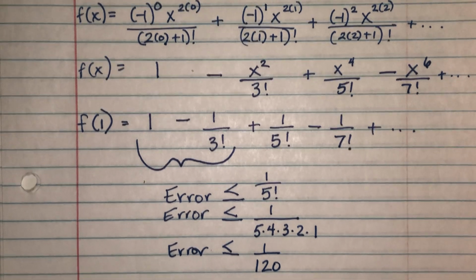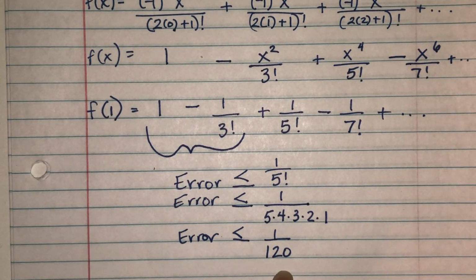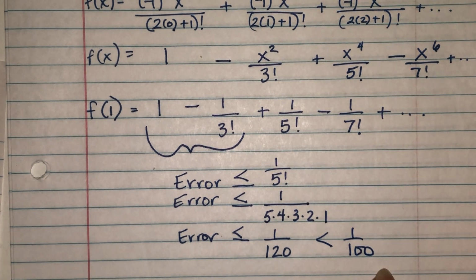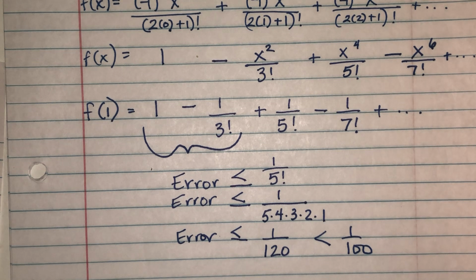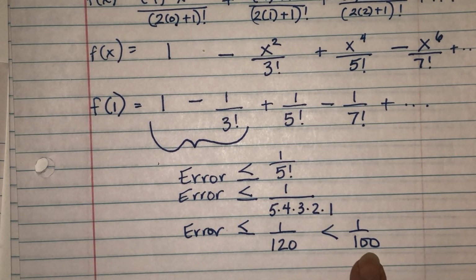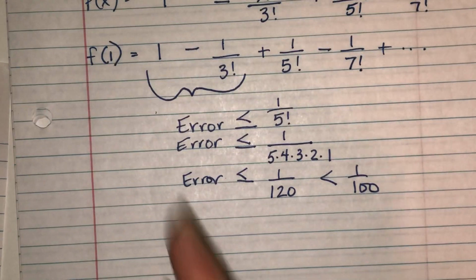And they wanted us to show that the error would be less than 1 over 100. Well, if it's less than 1 over 120, that's definitely less than 1 over 100, because 1 over 100 is a bigger number than 1 over 120. Remember, the bigger our denominator is, the smaller the overall value of the fraction. So by doing this work right here, we have just shown that the error has to be less than 1 over 100, because it's actually less than 1 over 120.